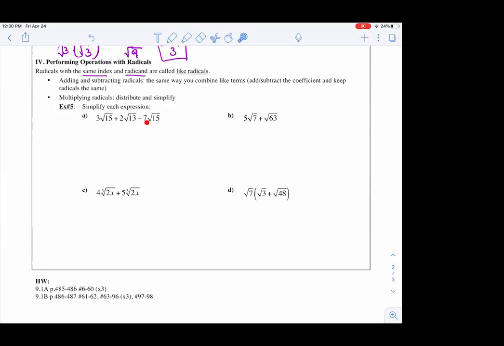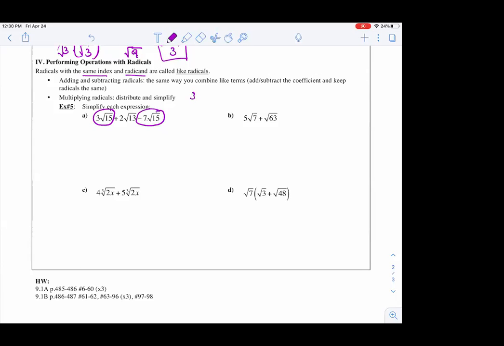There is a minus 7 radical 15. So do you guys see any like terms in this problem? Yes. I'm going to underline or circle the like terms. You always take the sign in front of it. Okay, now we are going to combine.